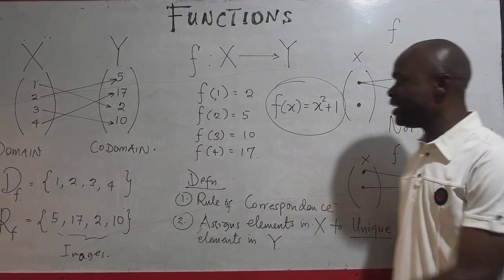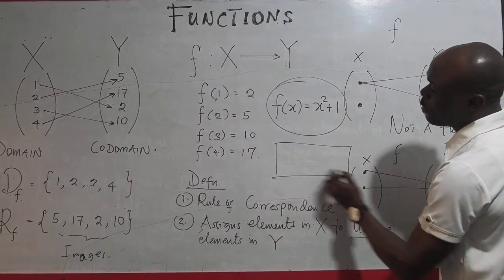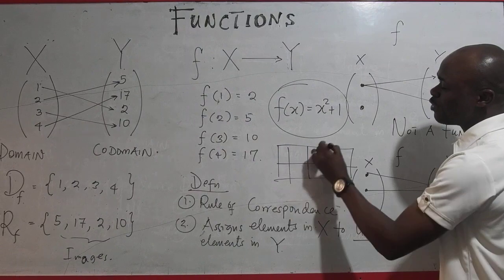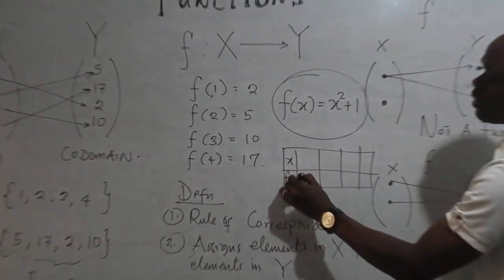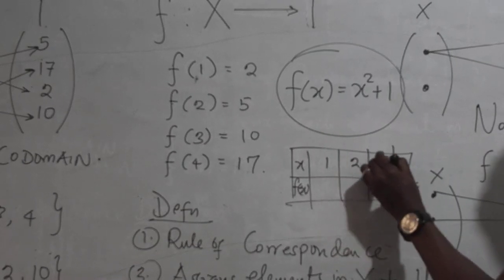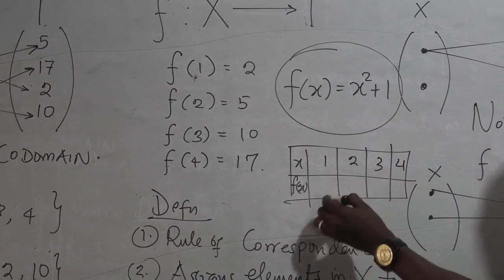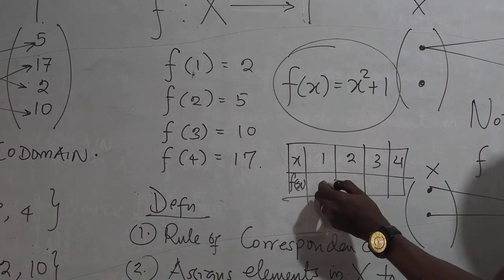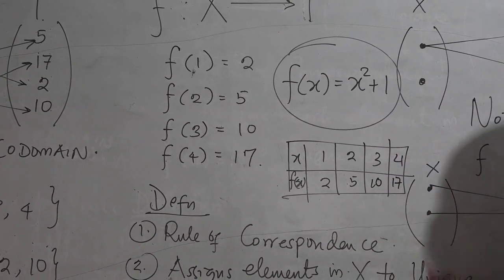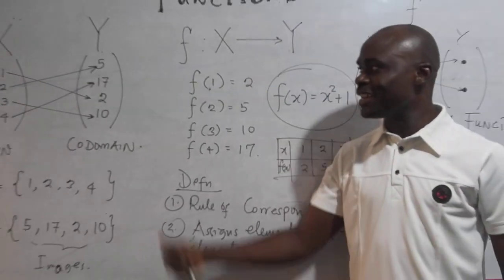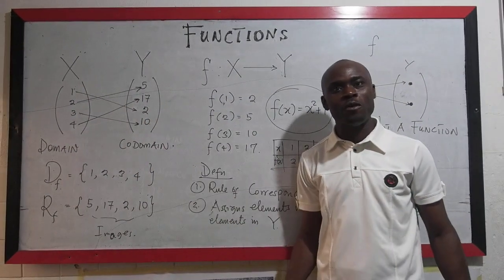Another way it can be represented is by the use of tables. When you see tables, they actually refer to functions also, where this is your x and this is your f of x, and you have 1, 2, 3, and 4, and then 2, 5, 10, and 17. So functions can be represented in tables. They can also be represented in mapping form, and in this form.